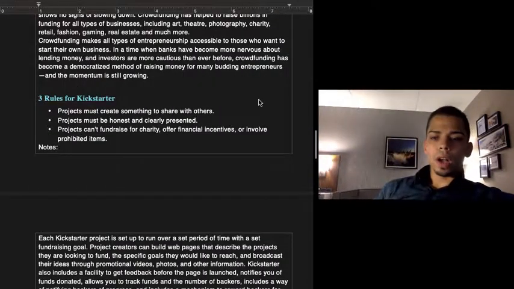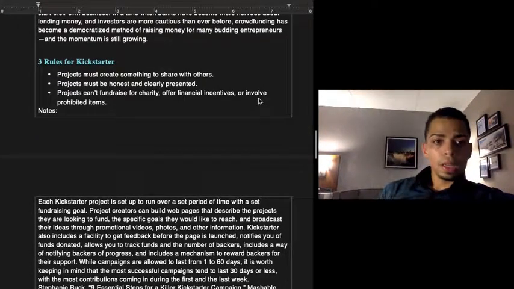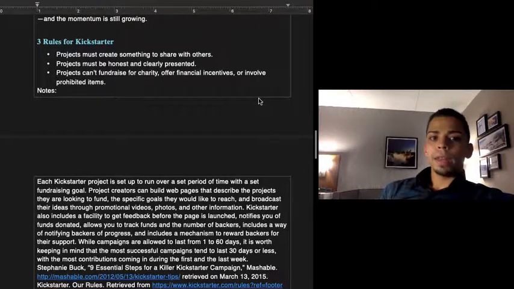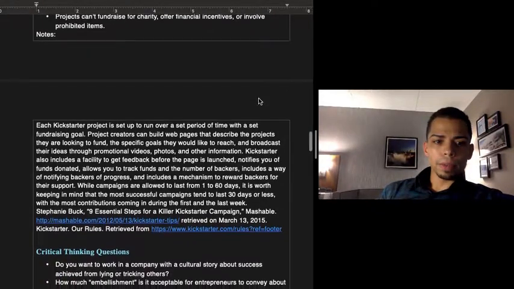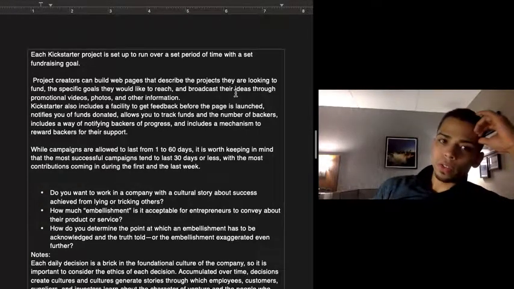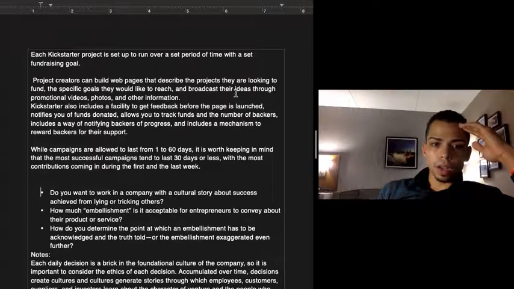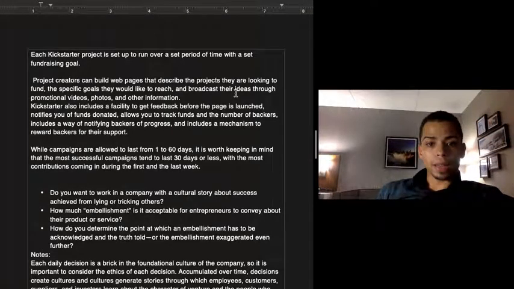Ground rules for using the platform Kickstarter: projects must create something new to share with others. Projects must be clearly presented, and projects cannot raise for fundraising or financial incentives or involve prohibited items. Kickstarter campaigns are usually set for a designated time period. Project creators can build pages that support the product, as we said before, through videos or social media. Also, Kickstarter includes a facility where you get feedback before the product is actually launched. And it allows you to track how much funds have been donated and the amount of backers that you have supporting your campaign.